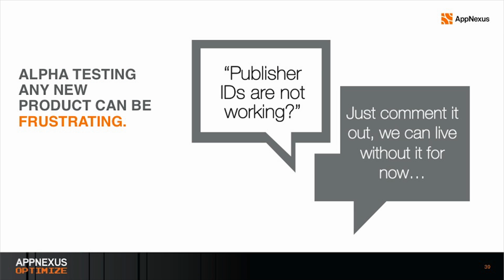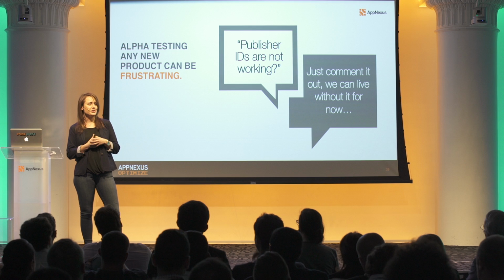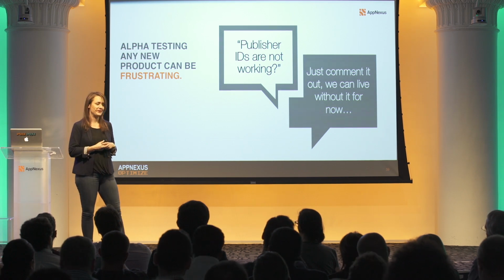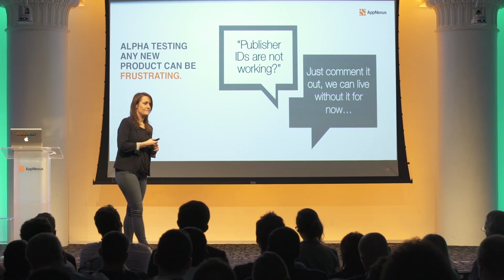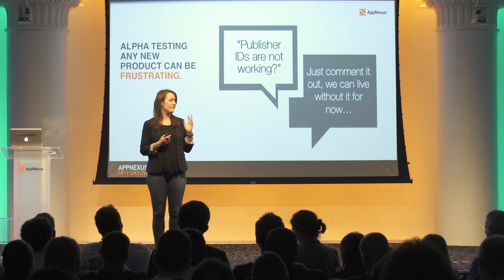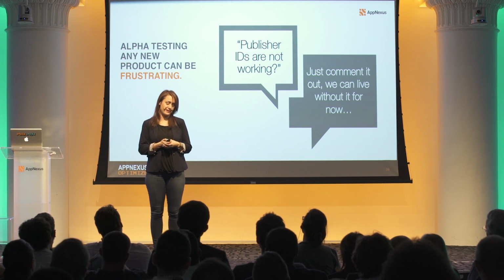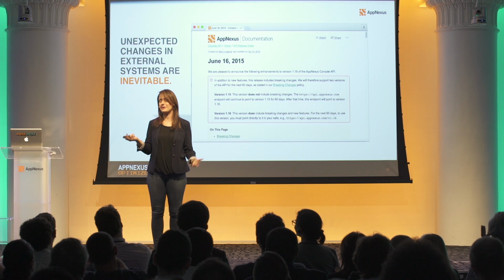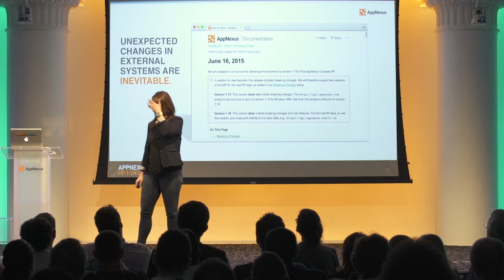That said, alpha testing any new product can be extremely frustrating. And I don't think it was more so with the AppNexus product. I just think if you want to sign on to do alpha customer work, you have to expect that you have an alpha product. As long as you're comfortable with rolling with the punches, I think you can do a good job. Publisher IDs weren't working. We decided to comment it out and move right along, and the product still worked anyway. We were able to uncomment it about a week later.